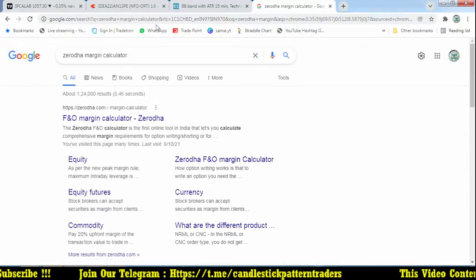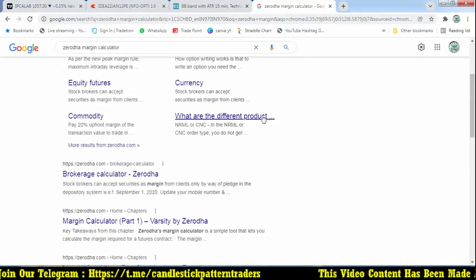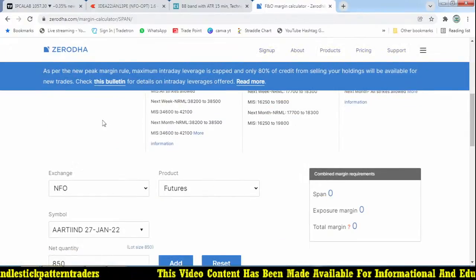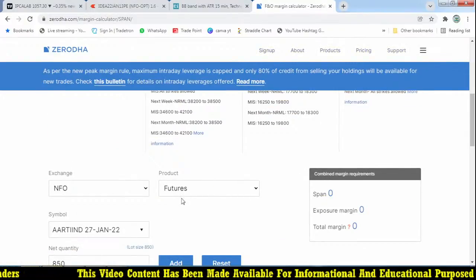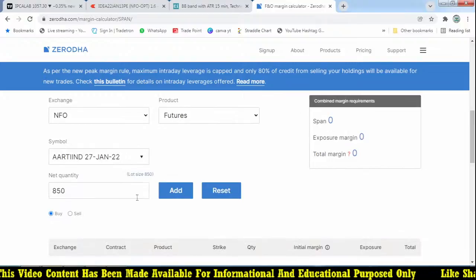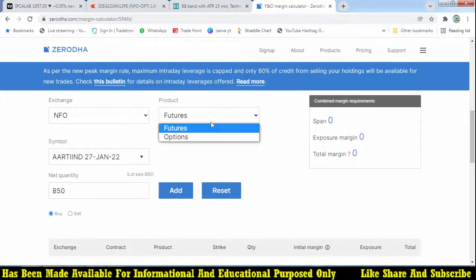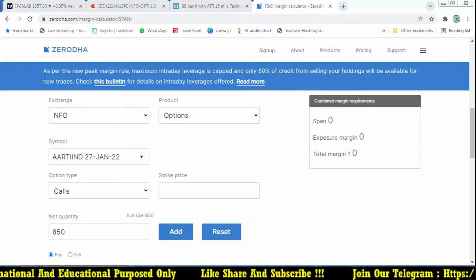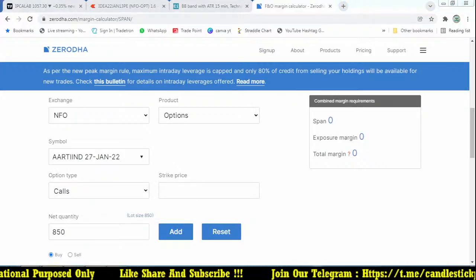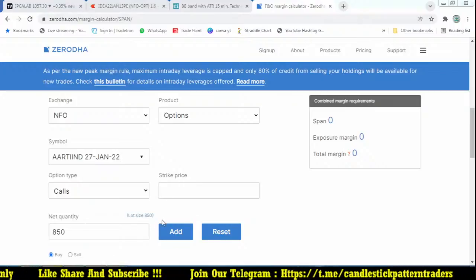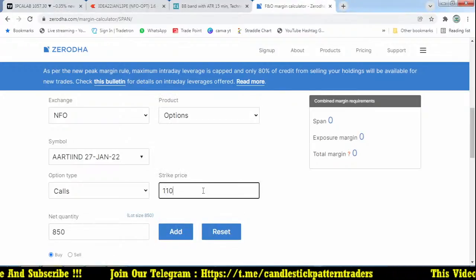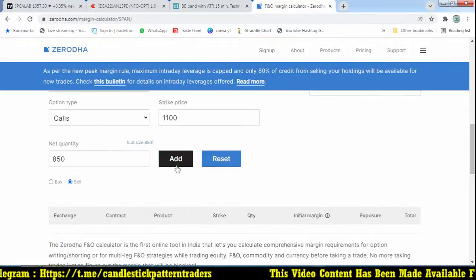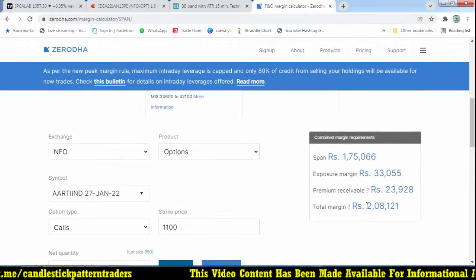Zero the margin calculator. If I'm opening the margin calculator, and I'm going to sell any stocks or any option, for example, this is Aarti Industries, lot size 850. What is the Aarti Industries current market price? It is about 1100. So if I'm going to sell a 1100 call, 850 lot size, the margin required to do the trade is 2 lakh rupees.